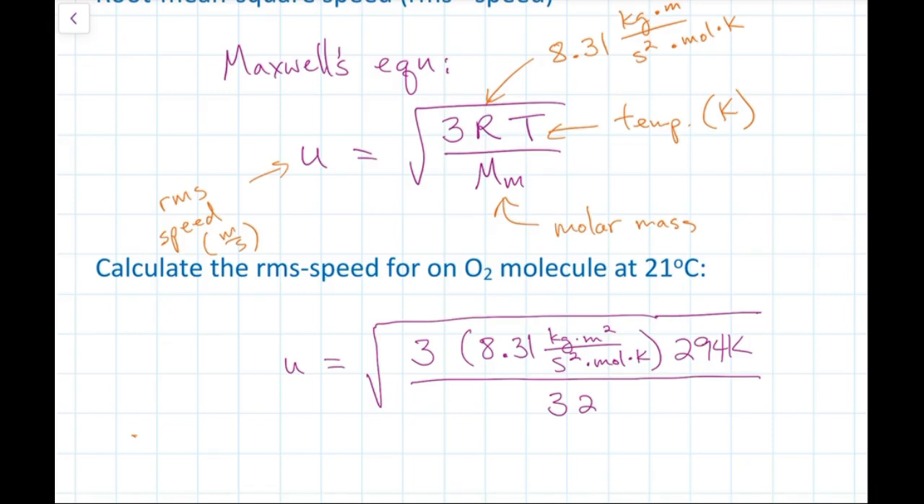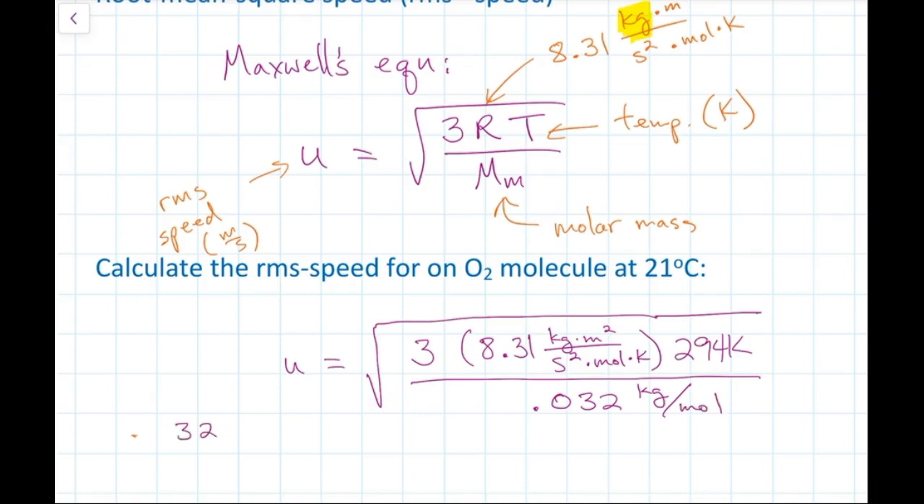I almost made an important mistake there. If R has kilograms in it, and we want to get a speed in meters per second, what unit do you think we should have for our molar mass? Instead of 32, it's going to be 0.032 because that's in kilograms per mole. Okay, so hopefully that makes sense.